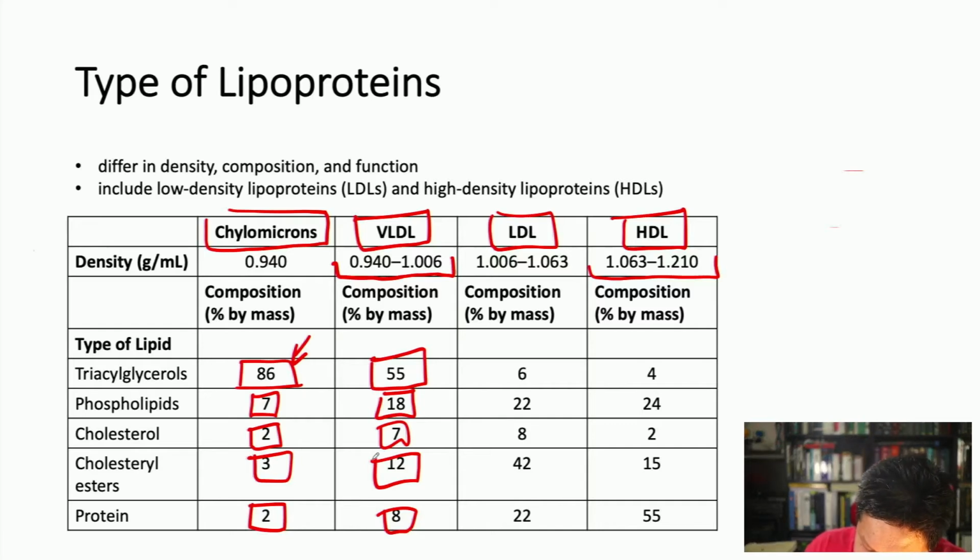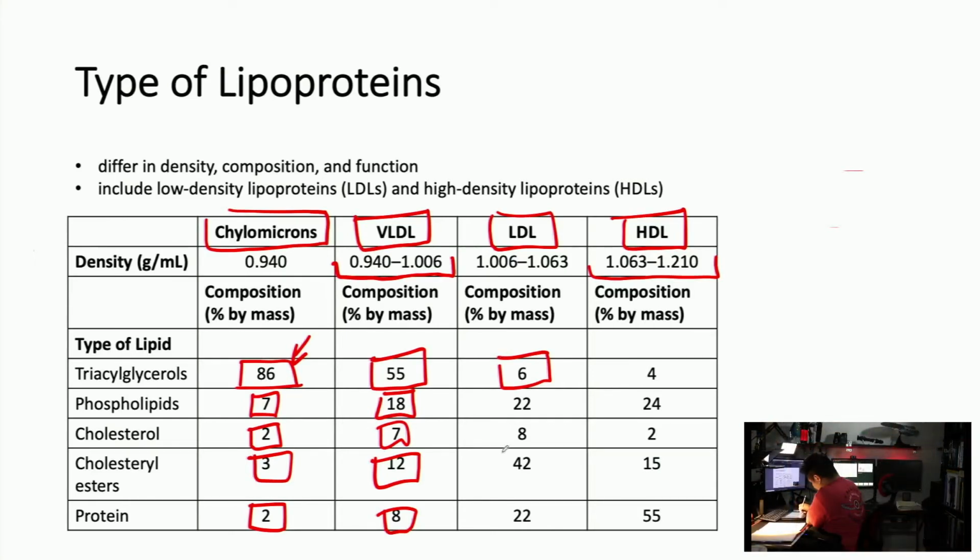Looking at regular low density lipoproteins, this is not mostly triacylglycerols, right? These are what really transport your fatty acids that have been broken down from what you've eaten, right? And that's why it's mostly these cholesterol esters, right? And then 22% membrane phospholipids and cholesterol, and 22% protein.